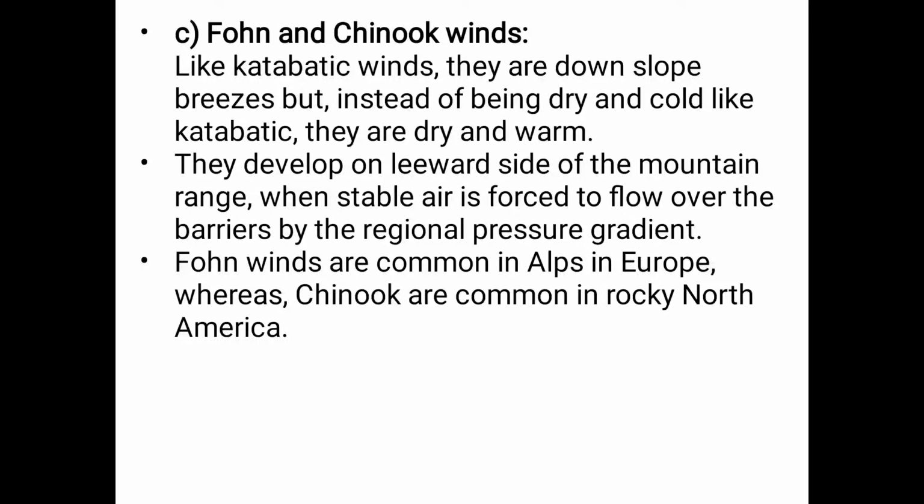Like the katabatic winds, they are downslope breezes, but instead of being dry and cold like katabatic winds, they are dry as well as warm. So generally the foehn and chinook winds are dry and warm instead of cold and moist. They develop on the leeward side of a mountain range when stable air is forced to flow over the barriers by the regional pressure gradient. Foehn winds are common in the Alps in Europe, whereas Chinook winds are common in the Rockies of North America.